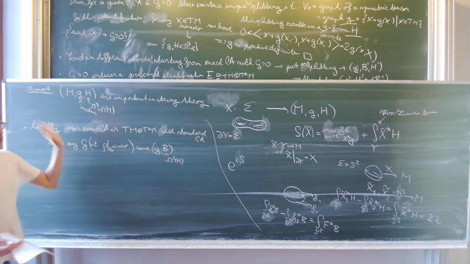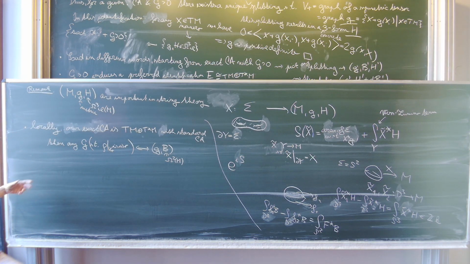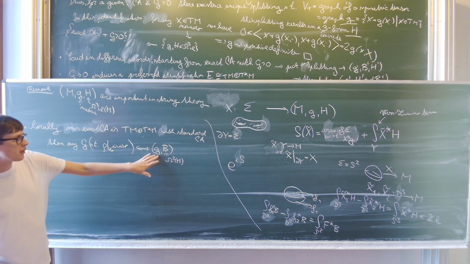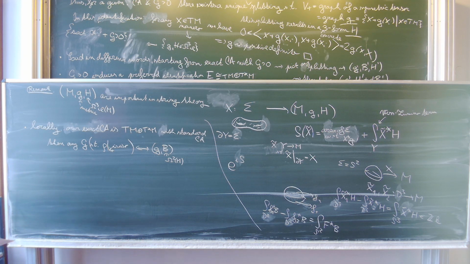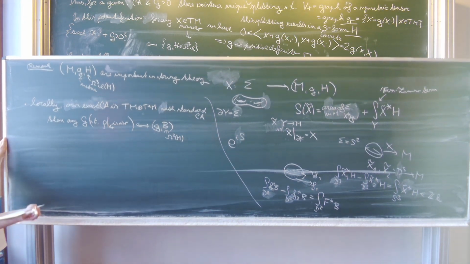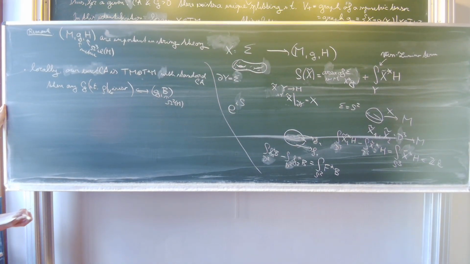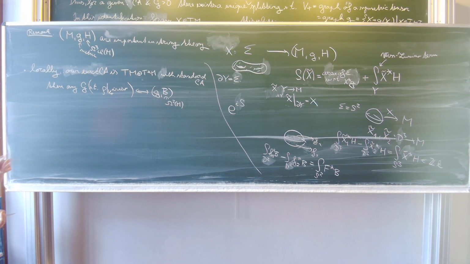So this is a quick way to see that if you forget about all these global issues, then locally this generalized metric simply hides the datum of a symmetric and an antisymmetric two form. A symmetric tensor and an antisymmetric two form. Okay? This is a different way to look at it, which is less contentful because it's not global.